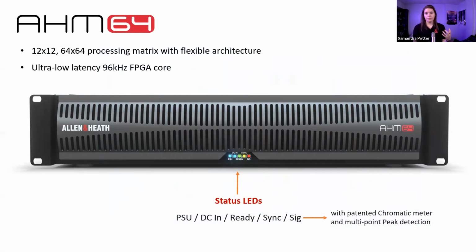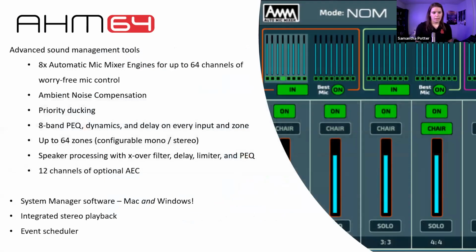So the HM64, again, is a 12 by 12 up to 64 by 64 processing matrix with flexible architecture. It has ultra low latency with a sample rate of 96K. We're using that kind of custom built FPGA core. Now, we've talked about all of these pieces that can interact with it, how we can connect stuff with it. I want to tell you a little bit more now about the sound management tools, like what is inside of the HM64.